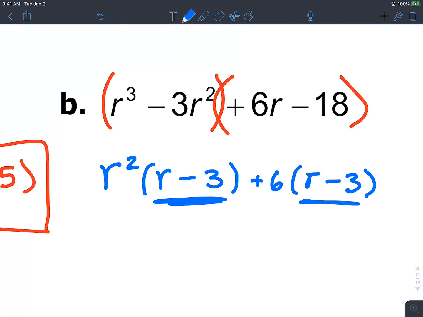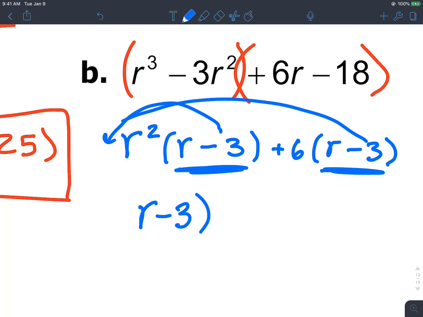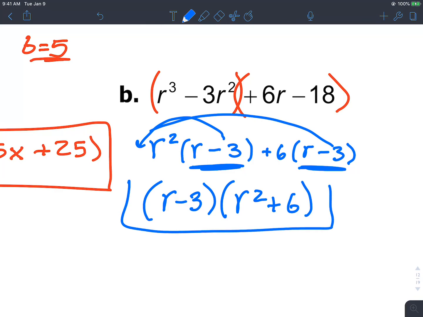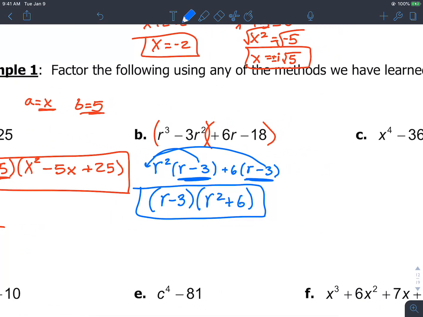These have to be the same exact thing to do the next step, which is undistribute those. If you undistribute r minus 3, you're going to be left with r squared plus 6. And then that is it right there. This is factored. If you were solving, you would set those equal to 0 and then finish solving from there.